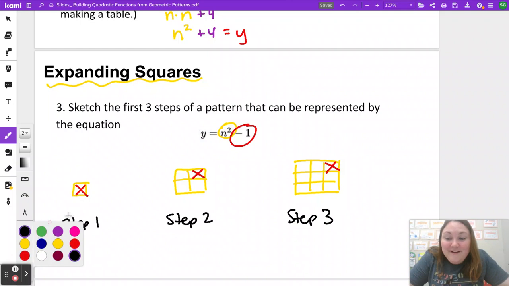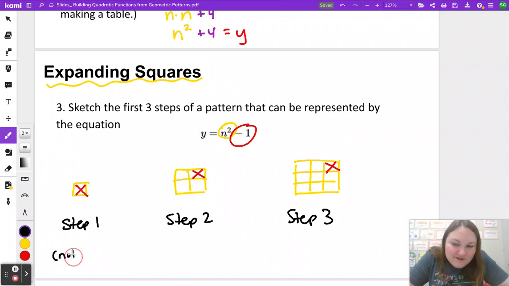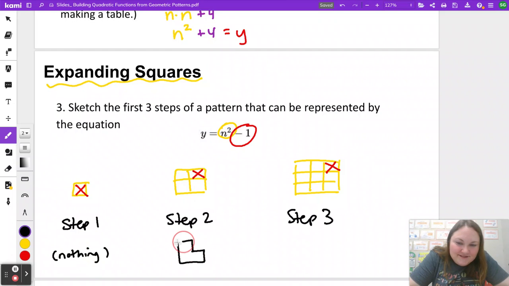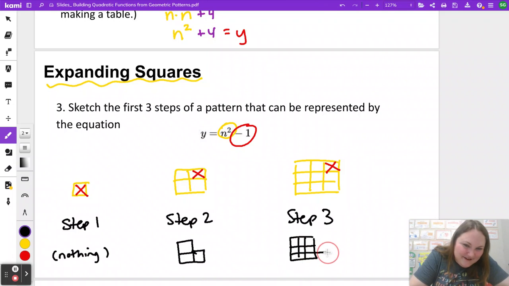So that means my final image for these, for step 1, I would have nothing. I'm just going to write the word nothing here. For step 2, I would have 1 box missing from my 2 by 2 square. So it would look something like that. And then for step 3, it's getting a little messy. I messed up.